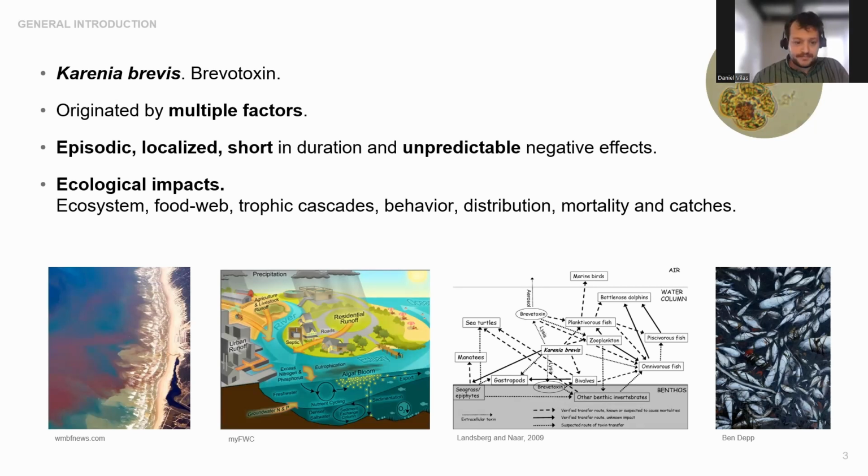In terms of ecological impacts, several studies reveal that there are ecosystem impacts, also food web impacts causing trophic cascades through the food web. It may also affect behavior. It may potentially cause a shift in the distribution of a species, and also increase mortality or reduce catches, as was reported in other modeling studies.